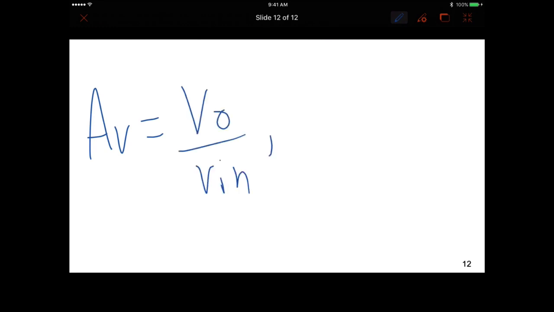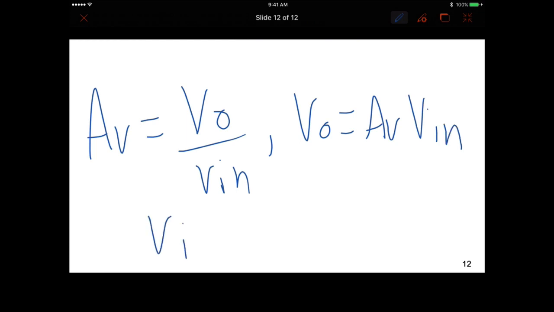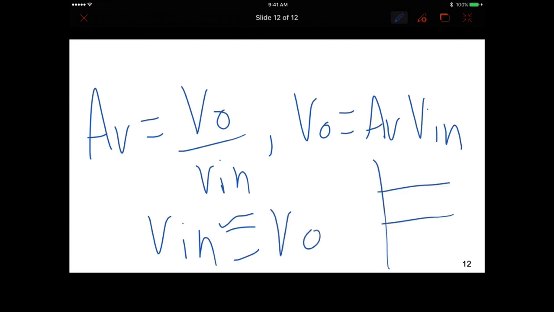I didn't give us an input voltage, but the formula must be AV equals output voltage divided by Vin. Therefore VO equals AV times Vin. So Vin is approximately equal to VO, and the two waveforms, not to scale or anything, are going to look something like that, in phase. Okay, so that's it.